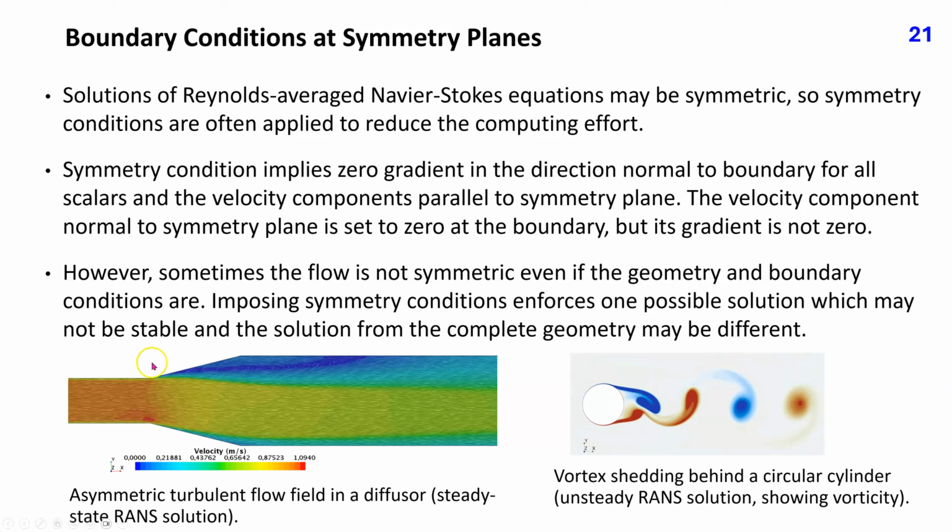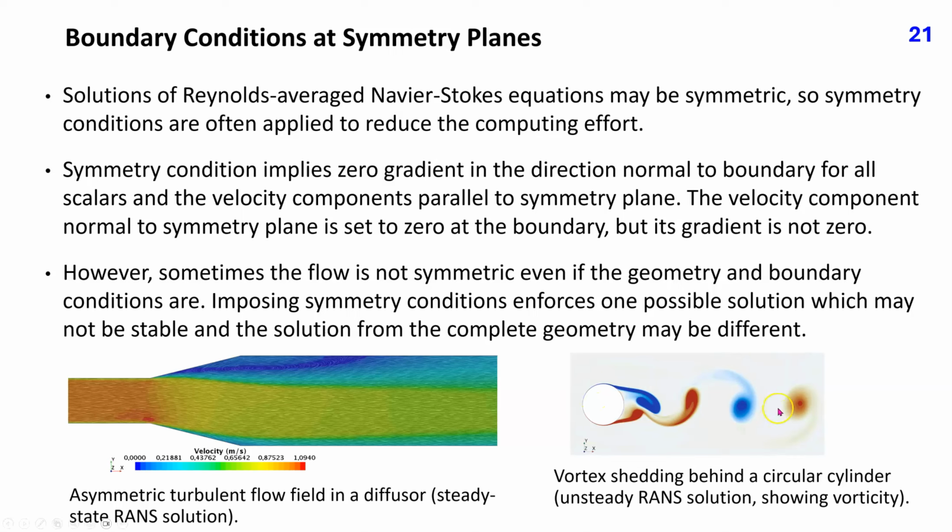This plot shows the flow pattern and velocity distribution in a symmetric diffuser. The computed solution is asymmetric and steady. Similar observations can be made in experiments. The asymmetric solution is more stable than the symmetric one.